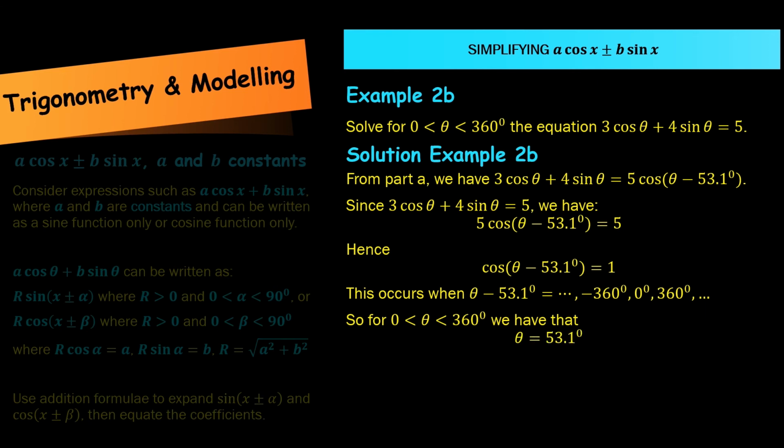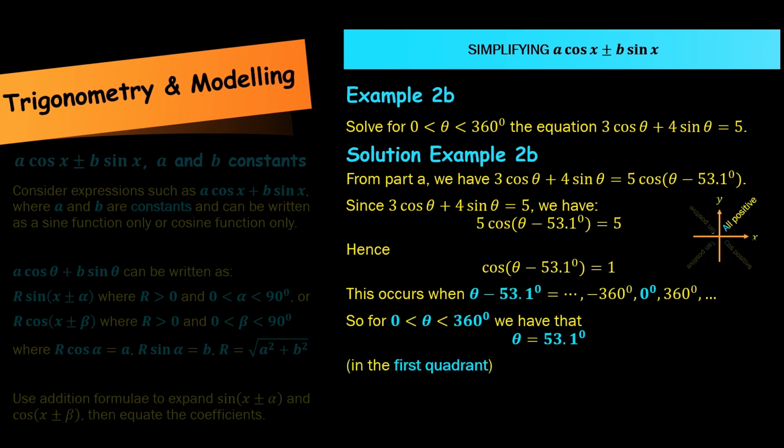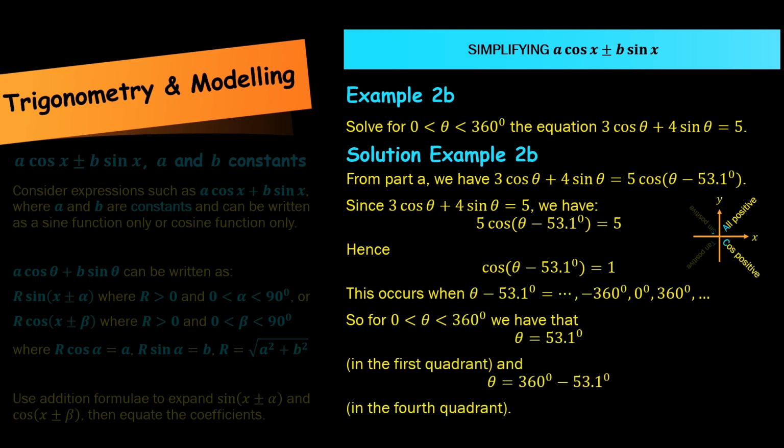Since theta is between 0 and 360 degrees, we have that theta equals 53.1 degrees, which lies in the first quadrant. However, as you can see from the CAST diagram, we also have that cos is positive in the fourth quadrant also. Therefore, theta equals 360 degrees minus 53.1 degrees, which is equal to 306.9 degrees.